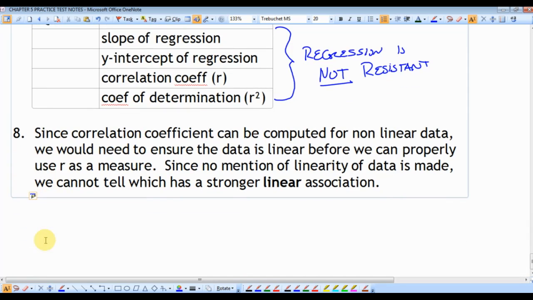Mr. Fagan, what is the least square regression line? A plus Bx. You can't use R unless you know that the data looks linear. If the data doesn't look linear, then R becomes nonsense. They don't tell us anything about whether the data is linear, so these values of R don't mean anything anymore.